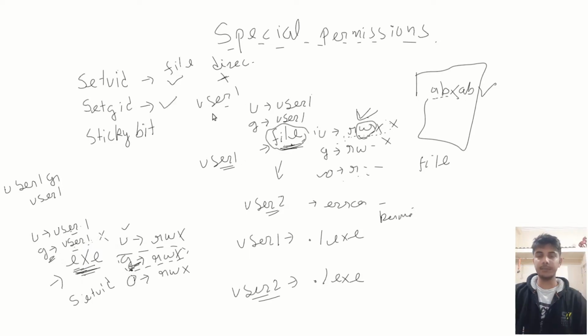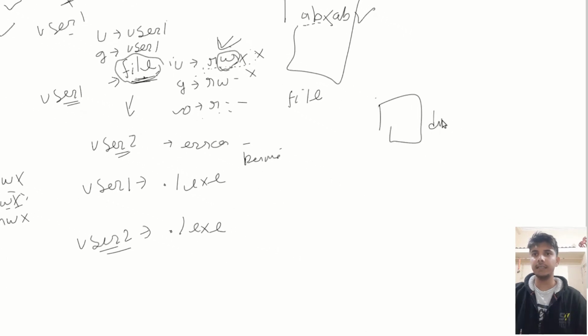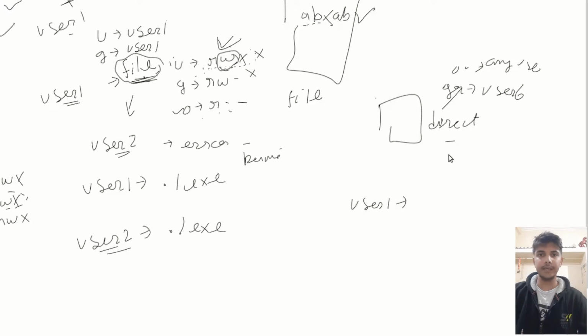Now for directories it provides different functionality. Let's say we have a directory, and the owner of that directory is any user, it doesn't matter here, right? But the group owner is, let's say, user6. Now let's say I am logged in as user1. I go inside this directory and create a file, let's say file1. By default, the user owner will of course be user1, and the group owner will be the primary group of this user, let's suppose user1.